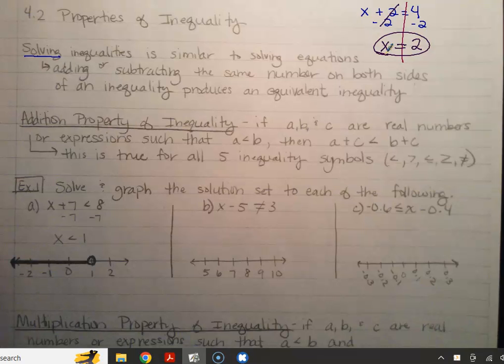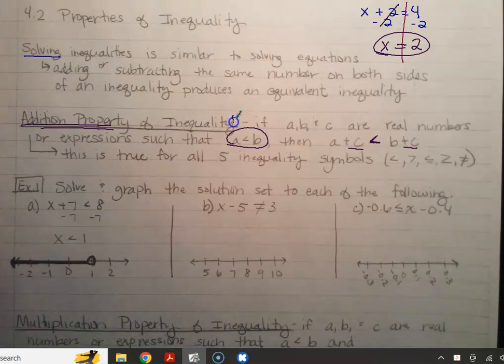Okay, so we have first up the addition property of an inequality. If a, b, and c are real numbers or expressions, that just means they're 1, they're 2, they're -5, they're 3/5, okay? But they're real numbers, they're not imaginary. Okay, so that a is less than b. Then if we take a and add c, that's going to stay less than when we take b and add c to it. So let's put some real numbers there.